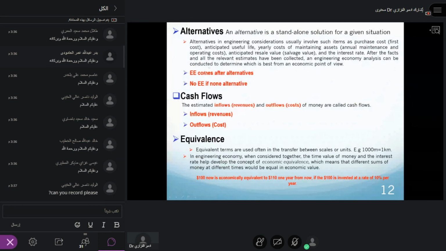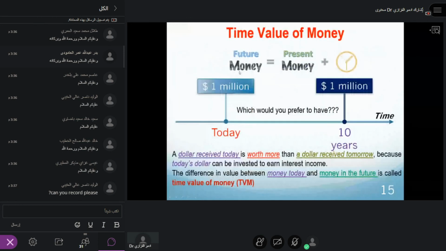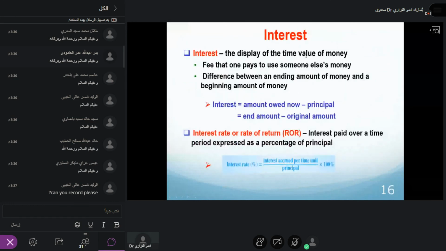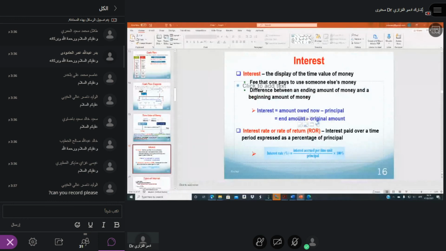What is equivalence? What is an alternative? Okay, so that is it, I guess, for today. Next class will start from interest. Do you have any questions so far?